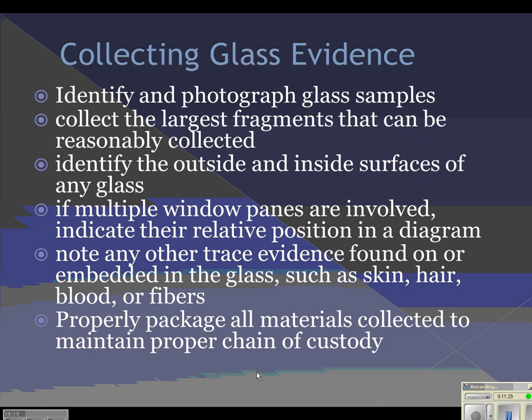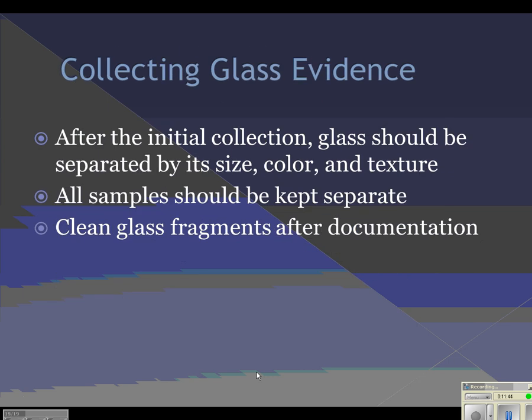We have to find other trace evidence such as skin, hair, blood, or fibers, make note of it, and package all materials, so those little pieces of glass will go into plastic vials, and the larger pieces will be put into secure padded boxes so that there's no further damage to them. And then after the collection, all the glass gets separated by size, color, texture, right? And then they're all kept separate so that we can get their densities and refractive indices, and then the pieces are cleaned so that we can do those tests.